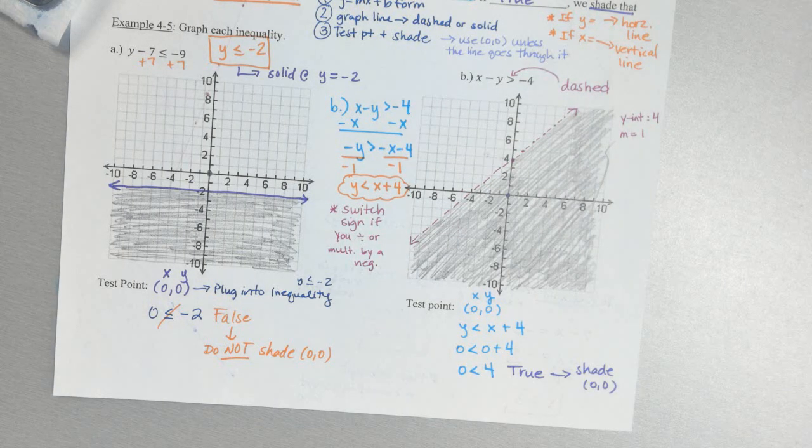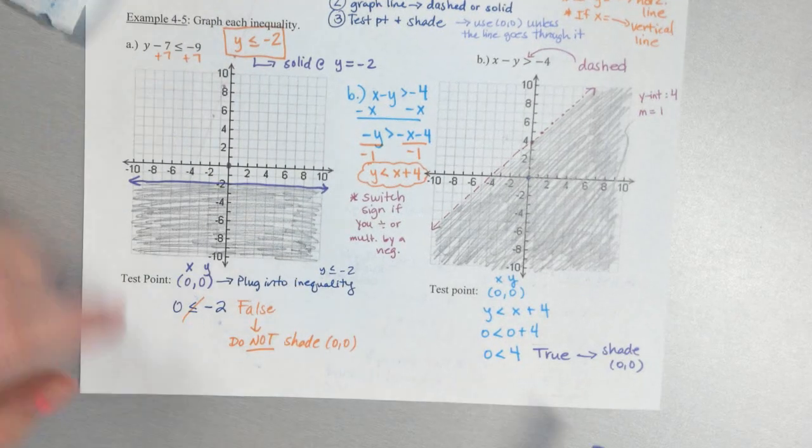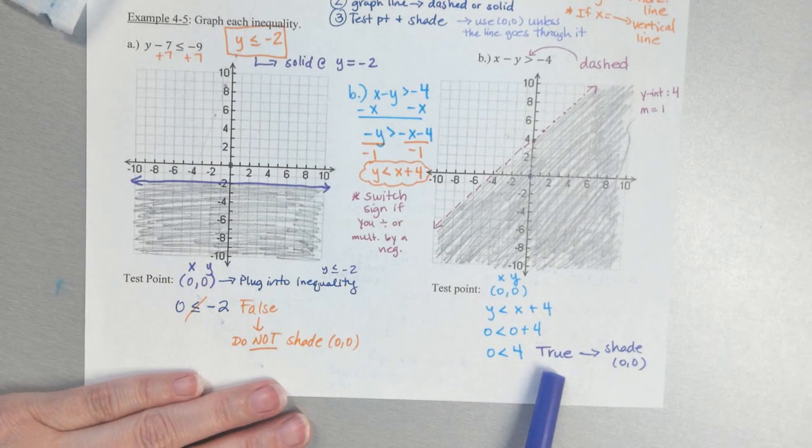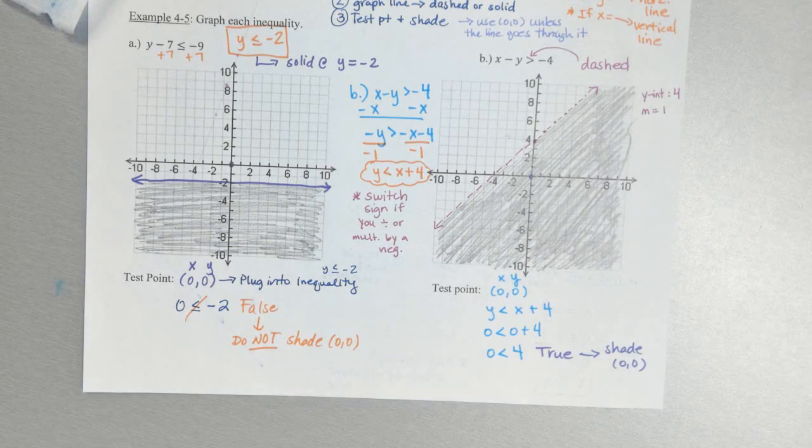Alright, and then I had a good question last hour. They said, oh, is it always going to be below the line? No. So it is going to vary depending on where it is. Do you see how this one was true and it was below? This one was false and it was below? So you can't say if it's true, you're always shading below. Or if it's false, you're always shading below. Okay? It's going to change depending on where your line is, in relation to 0, 0.